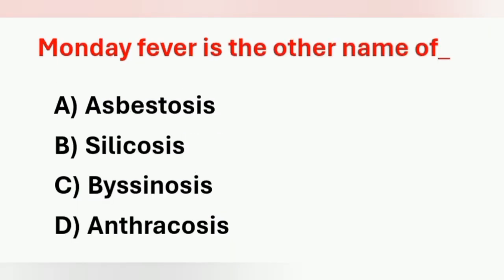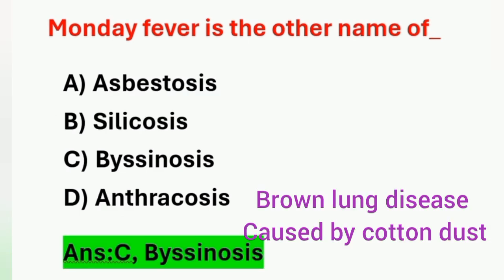Monday fever is the other name of options. Option A, asbestosis. Option B, silicosis. Option C, byssinosis. Option D, anthracosis. Monday fever is also known as byssinosis. Option C is the correct answer. Monday fever is also known as brown lung disease, which is caused by cotton dust.